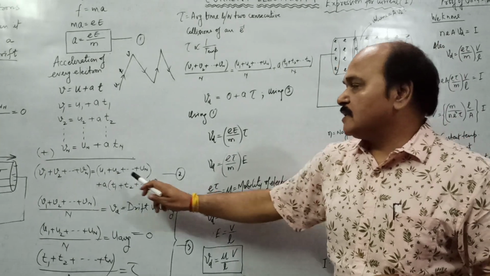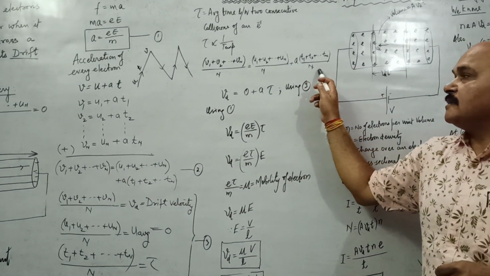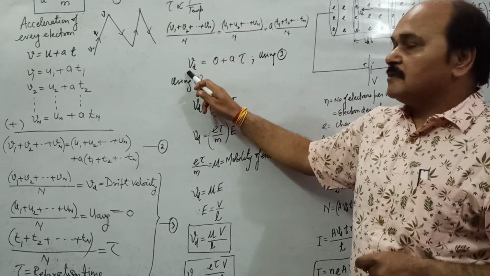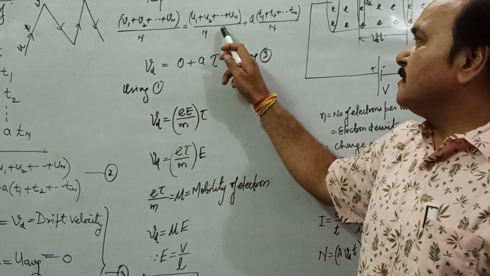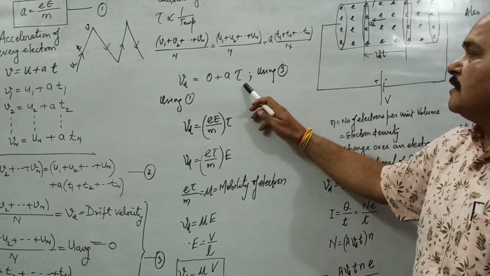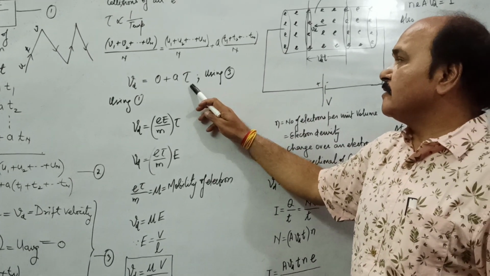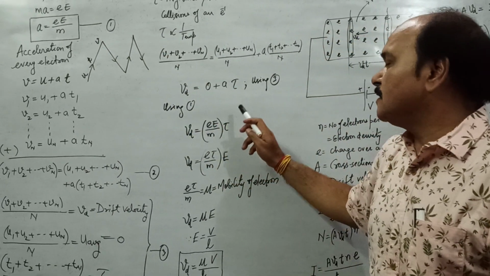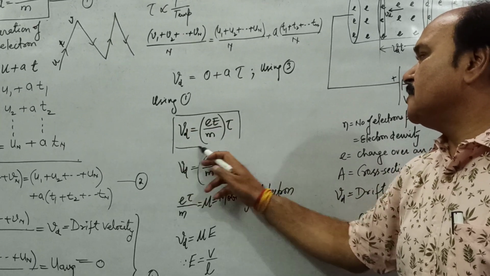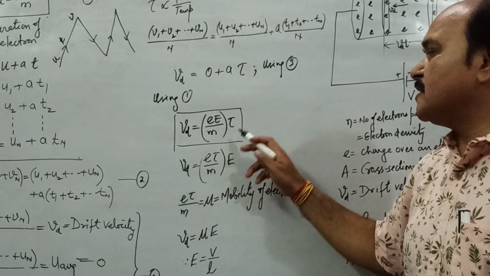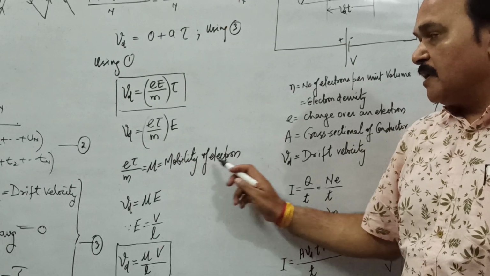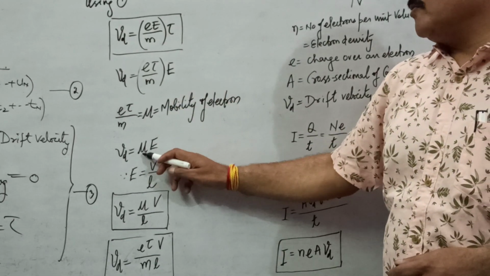Now, if both sides of equation number 2 are divided by n, we get the expression like this. This term is nothing but the drift velocity. This term is 0, and this term, t1 plus t2 up to tn upon n, is what? Tau, the relaxation time. And when the value of a is substituted here, we get the formula for drift velocity, which is eE upon m times tau, or we can write it as eE tau by m. This eE tau by m is called the mobility of the electron. So we can rewrite this formula as mu times E.